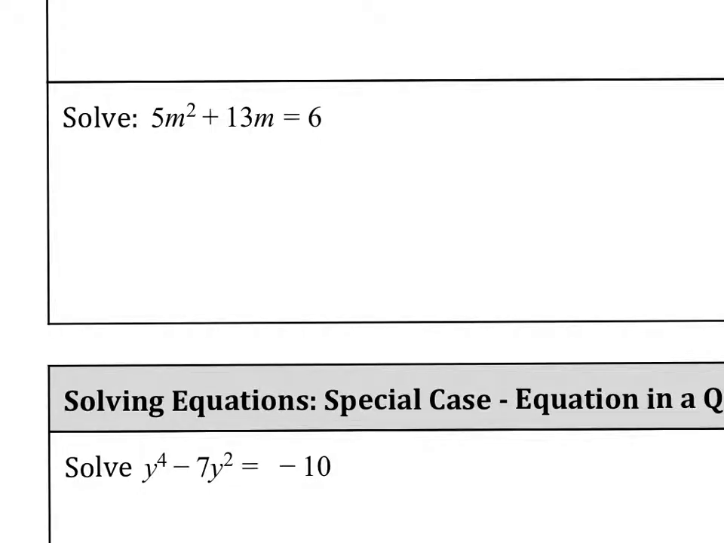This problem offers quite a few more challenges. For starters, it's not equal to 0 from the get-go, so I need to get it there. It's always best to keep the squared term positive. But in this case, it's also easiest to subtract 6 from both sides, which does keep that squared term positive.